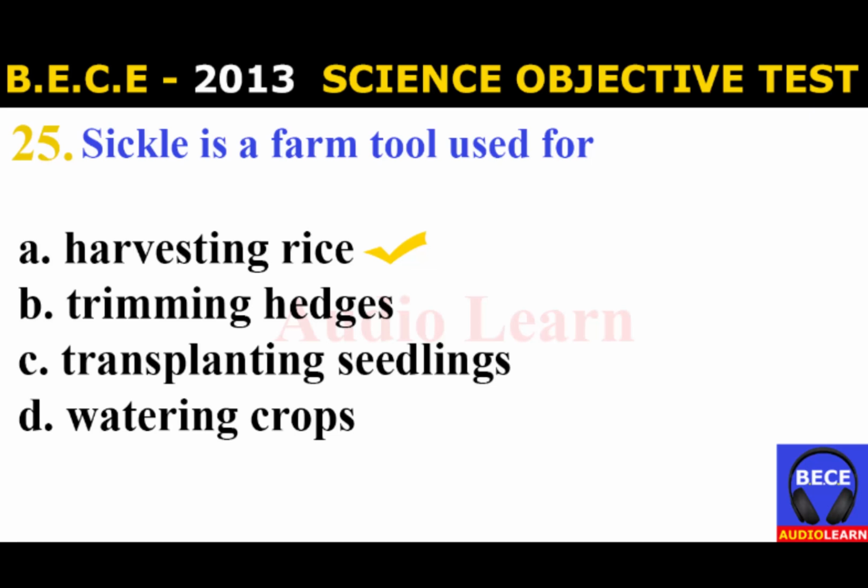Number 25. Sickle is a farm tool used for A. Harvesting rice. B. Trimming hedges. C. Transplanting seedlings. D. Watering crops. And the answer is A. Harvesting rice. Sickle is a farm tool used for harvesting rice.